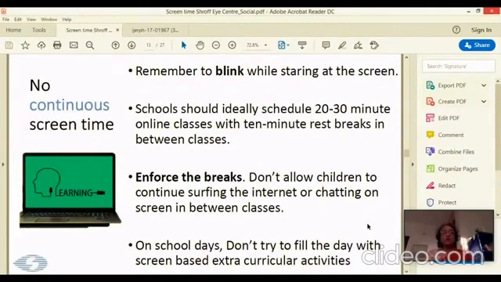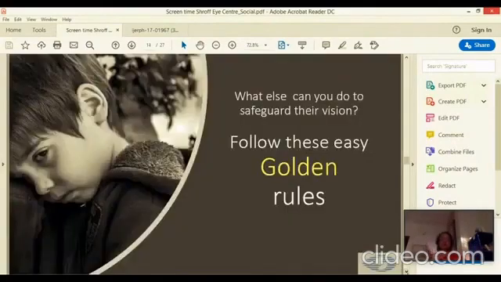So it's important to even keep an alarm. Keep every 30-minute alarm in the phone. Keep it next to the child. Every time the alarm goes off, the child has to take a break. And don't try to fill the day with screen-based extracurricular activities once the school days resume.